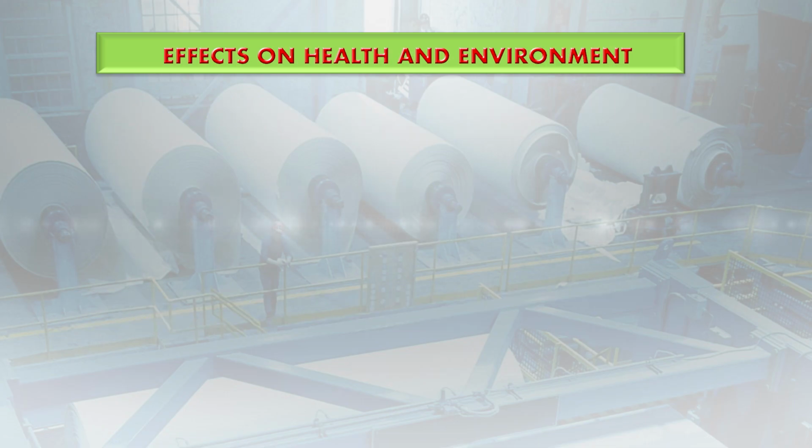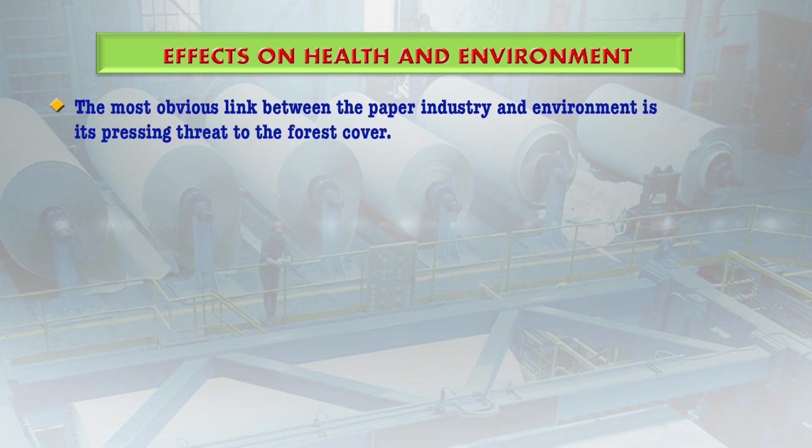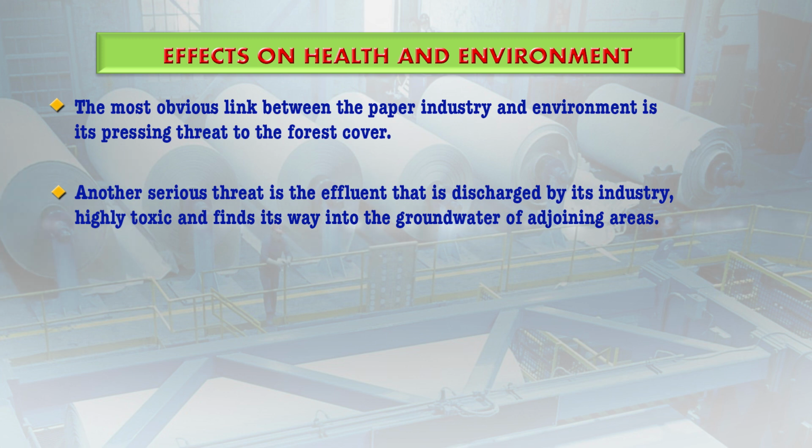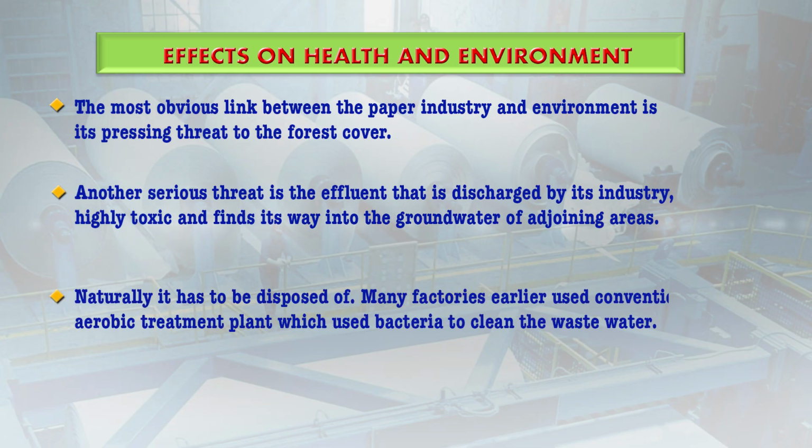Let us come on to the effects on health and the environment. The most obvious link between the paper industry and the environment is the pressing threat to the forest cover. Another serious threat is the effluent discharged by this industry, which is highly toxic and can find its way into the groundwater of the adjoining areas. In the same way, the soil can also be contaminated with the pollutants from these industries. So naturally, these products have to be disposed of.